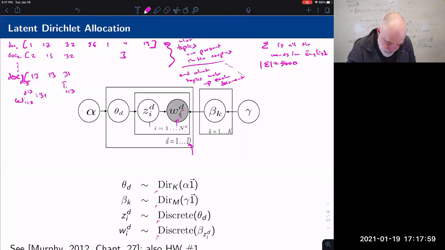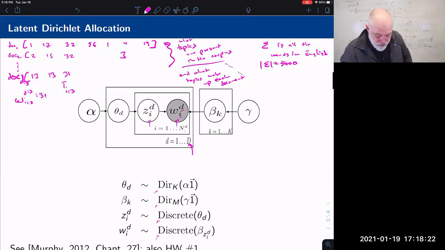Okay, Z_ID, so we're going to generate this, so we're going to build a generative model, and we're going to describe it by a graphical model, so on and so forth. So we're going to generate these documents and the words in the documents in a particular way. We're going to say that for every word, there is a topic, okay?